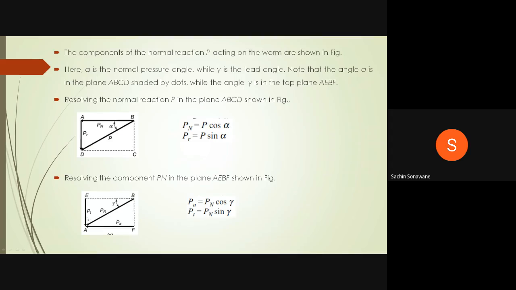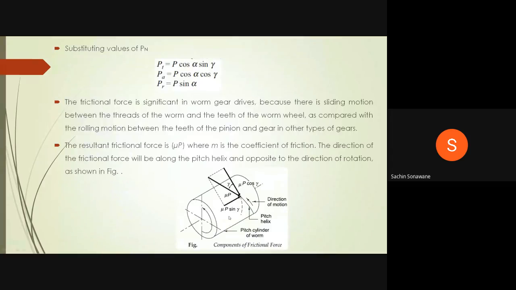Therefore, in AEBF angle gamma is there. Therefore, axial force PA is equal to Pn cos gamma. Tangential force is equal to Pn sin gamma. Substituting values of Pn, Pt is equal to P cos alpha sin gamma. PA is equal to P cos alpha cos gamma. PR is equal to P sin alpha.